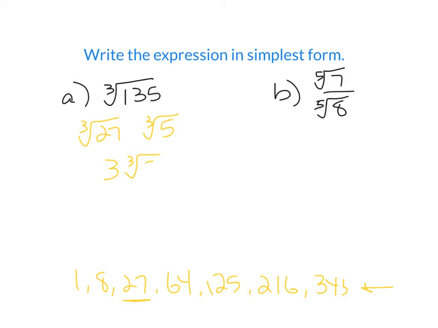I cannot break down 5 at all because none of the numbers in the bottom row down there go into 5. So that's it. That's all you can do: 3 on the cube root of 5.